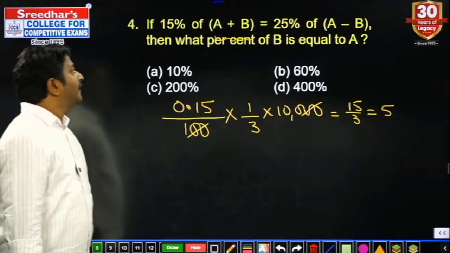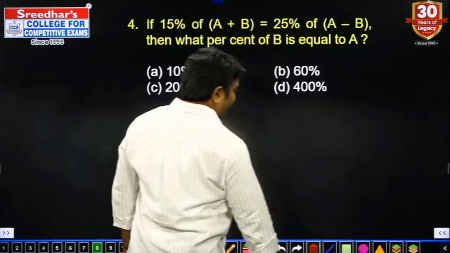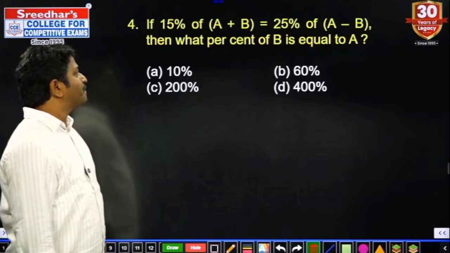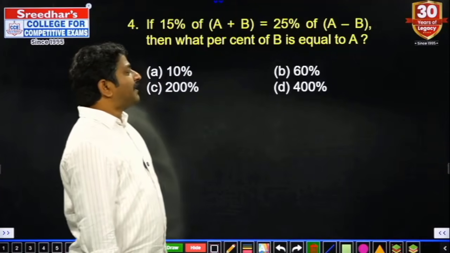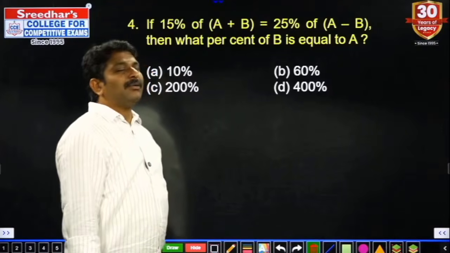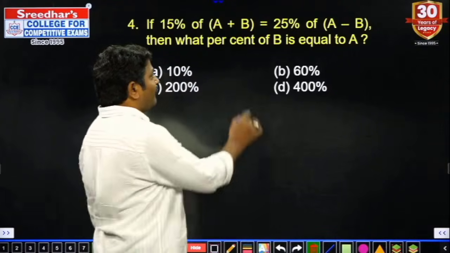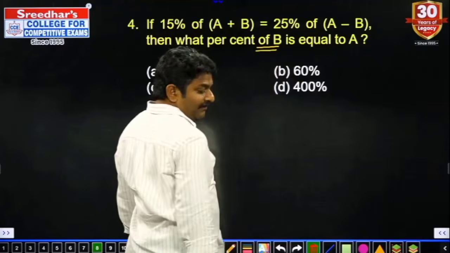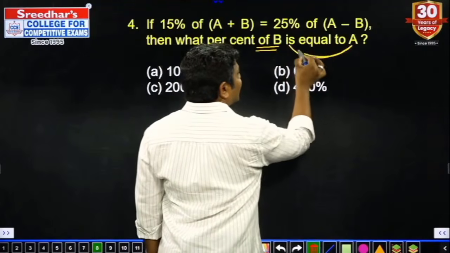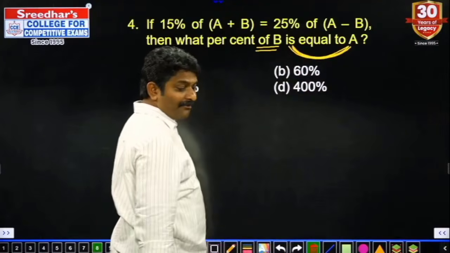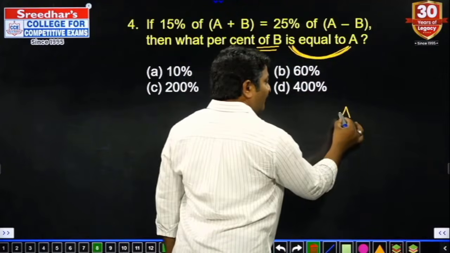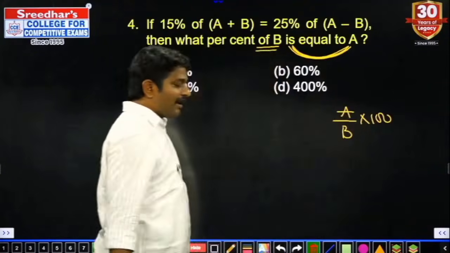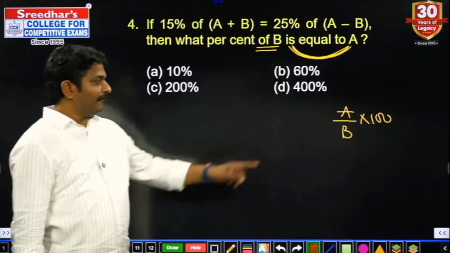Next. If 15% of A plus B is equal to 25% of A minus B, then what percent of B is equal to A? We were asked to calculate a percentage. Of B is A. Our final step is going to be is by of into 100, so A by B into 100. We have to use this.